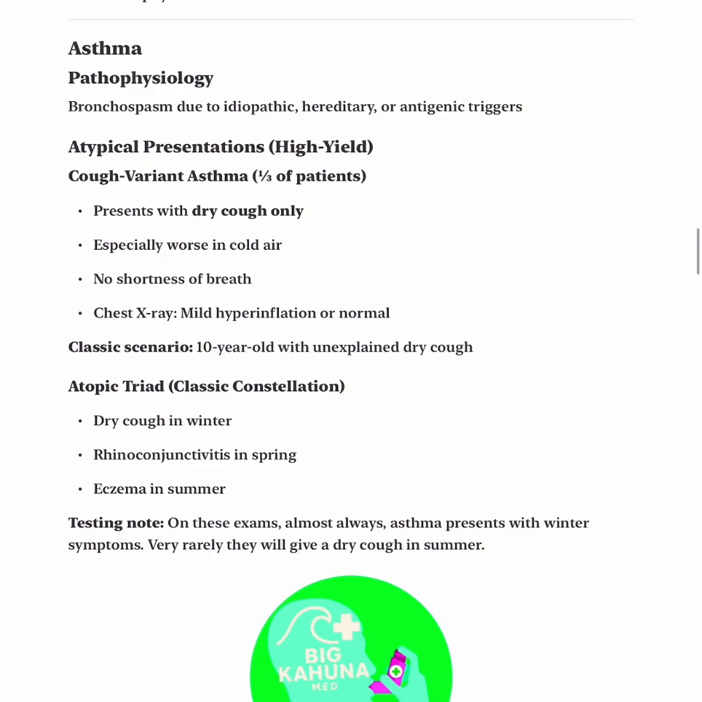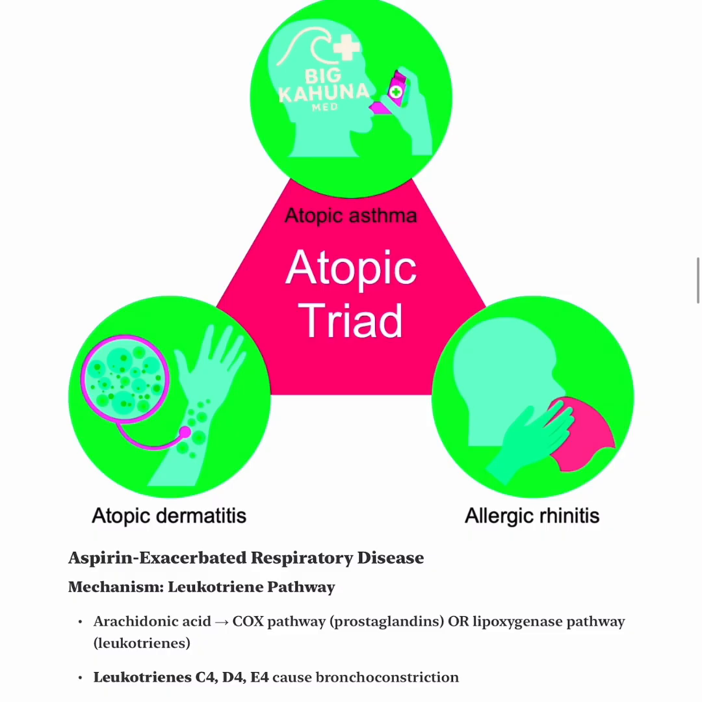The atopic triad that you need to know, this is the classic constellation: dry cough in winter, rhinoconjunctivitis in the spring, and eczema in the summer. As far as fun facts that you have to remember for the exam, on these, you almost always have asthma presenting in winter. Very rarely will they give you a dry cough in the summer. Here we've got a nice little image of the triad to help you visualize and remember.